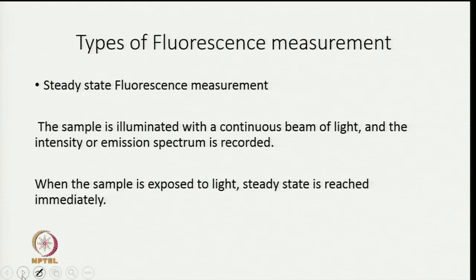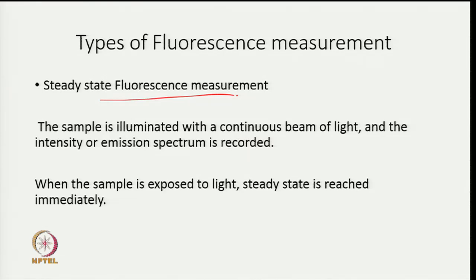So, till now I talked about basics of fluorescence spectroscopy. Now, let us go to the types of fluorescence measurement and then we will discuss the applications of fluorescence spectroscopy. So, there are two types of fluorescence measurement. One is a steady state fluorescence measurement, in which the sample is illuminated with a continuous beam of light and intensity or emission spectrum is recorded.